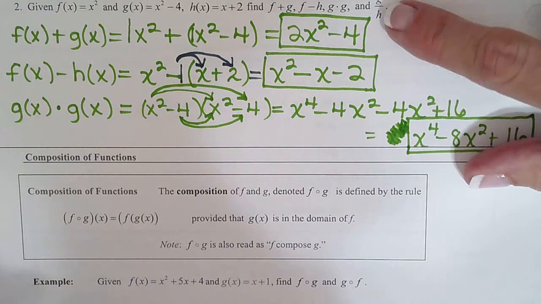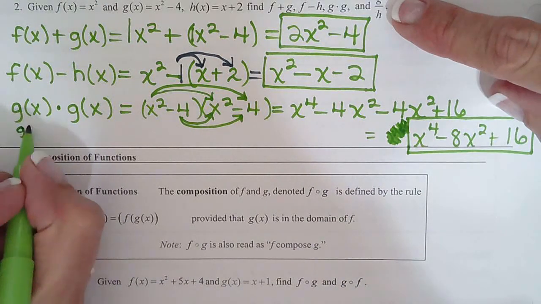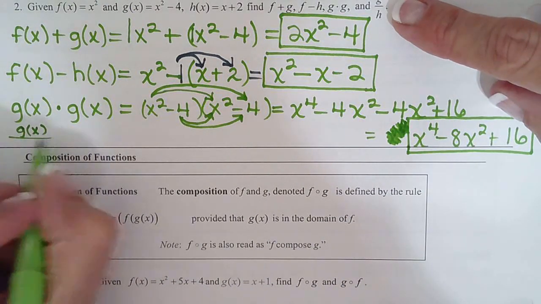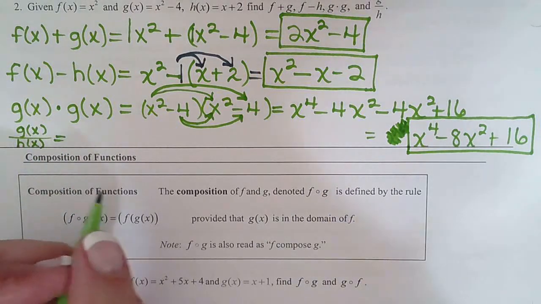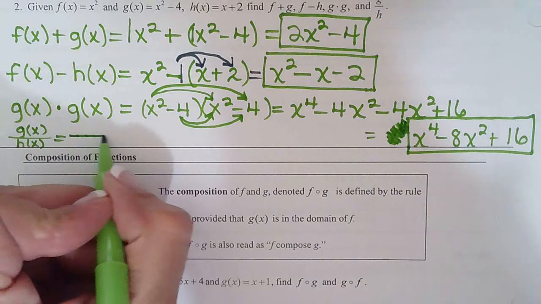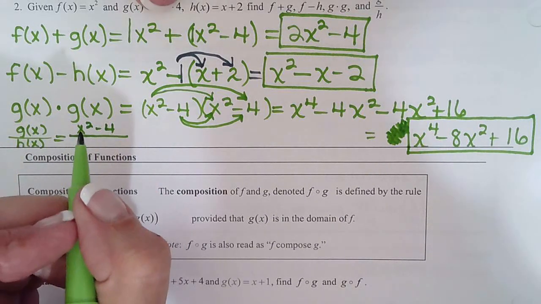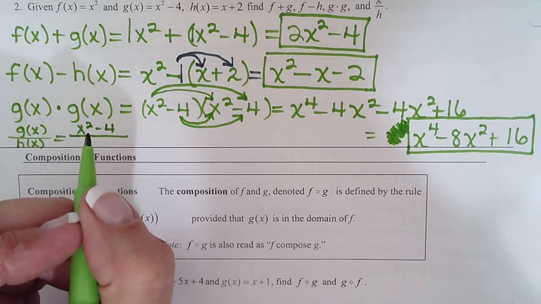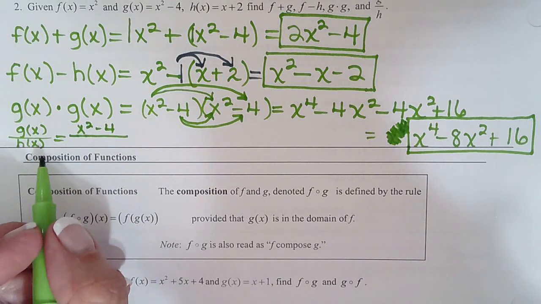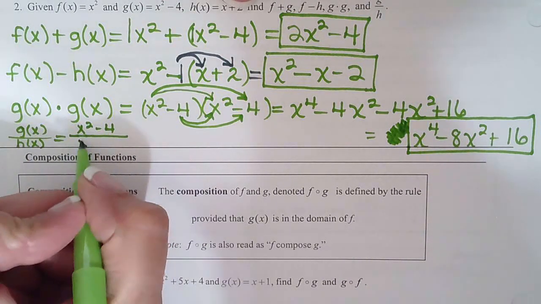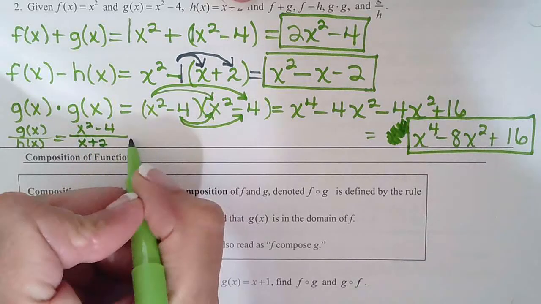And then last we have g of x divided by h of x. So g of x, look at the factoring there. What kind of factoring is that? Difference of squares. H of x is x plus 2. I can see something's going to cancel.